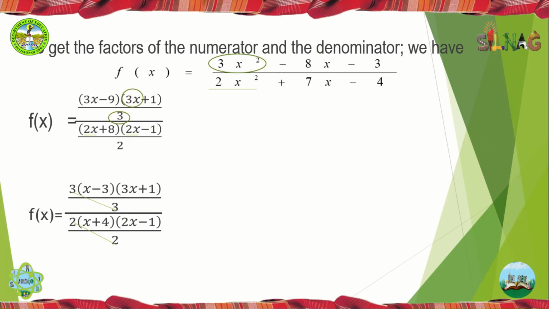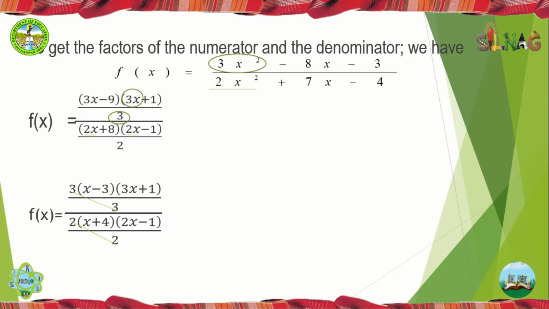Then, at the denominator, to get the second terms of the binomial factors, we have to multiply again the numerical coefficients of 2x squared and negative 4. So we have 2 times negative 4 is negative 8. Now choose two factors of negative 8 whose sum is positive 7. So we have 8 and 1.